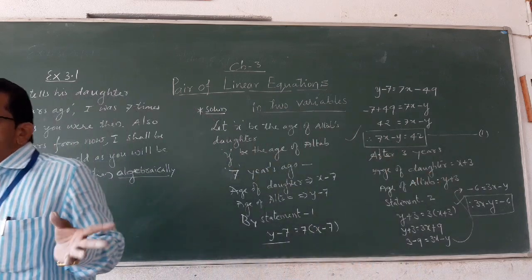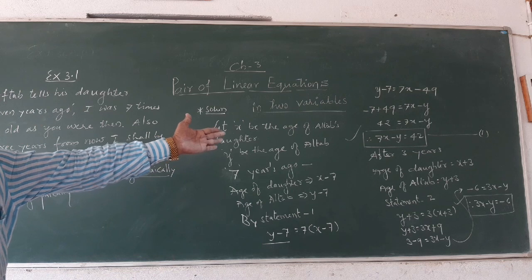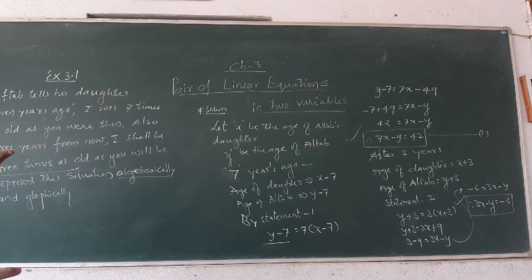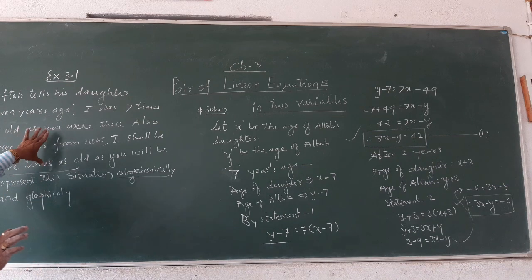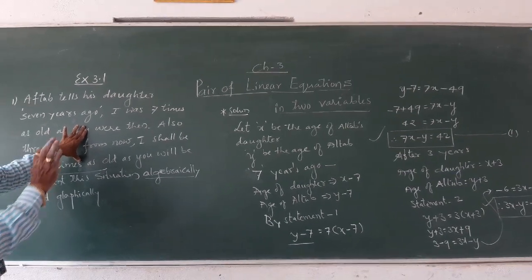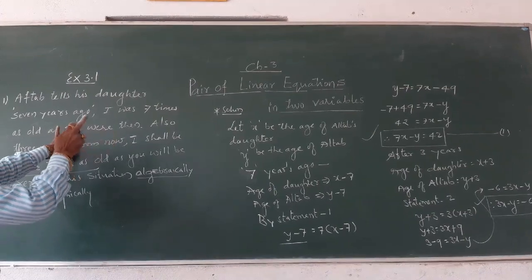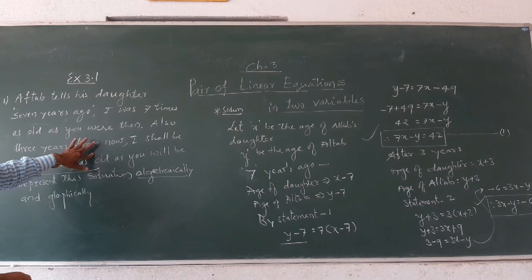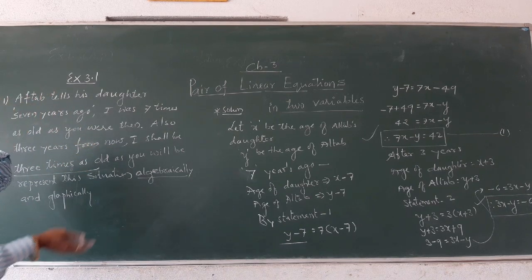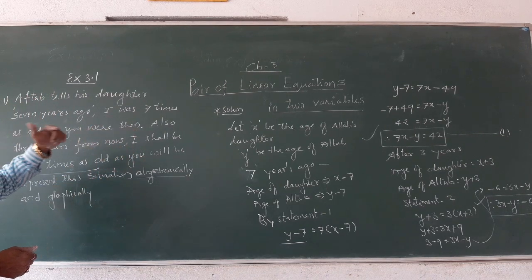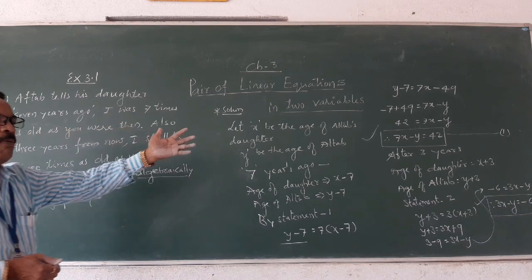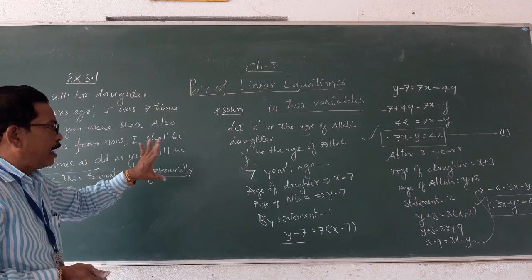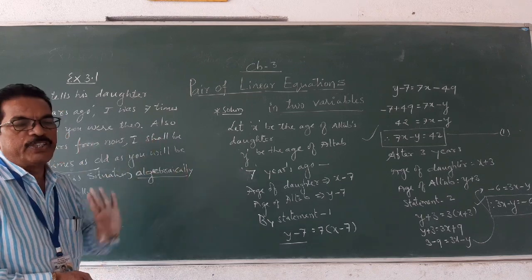If you want a solution for that, we have to use those equations, then we can simplify the method. But the only thing they have asked is to get the pair of linear equations from the statement. In the following exercises, we will solve the equations and get the age of Aftab as well as the age of his daughter. But for today's theoretical aspect, this much is sufficient.